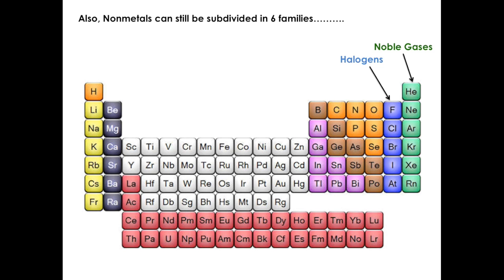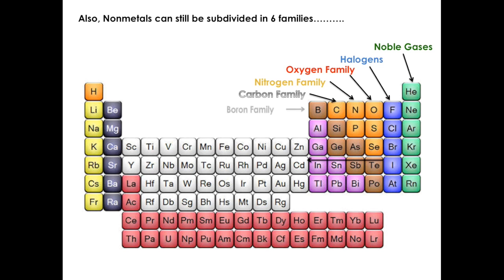The other 4 families of nonmetals are named after the nonmetal that appears at the very top. For example, oxygen family, nitrogen family, carbon family, and the last one, the boron family.